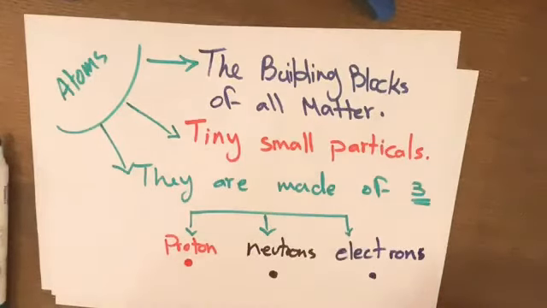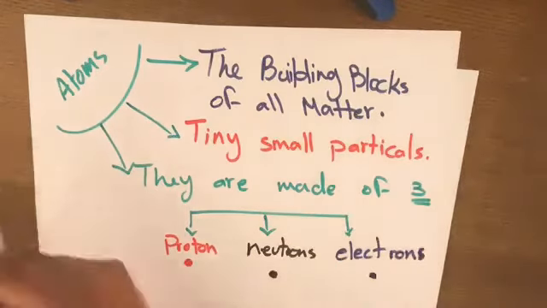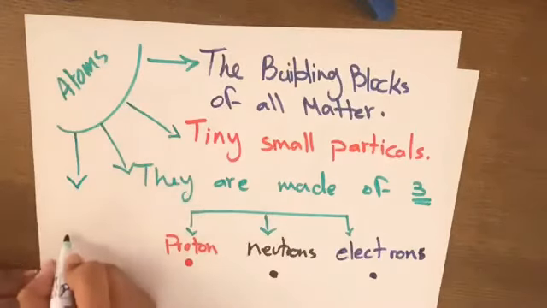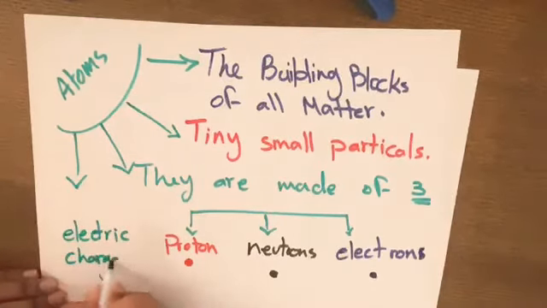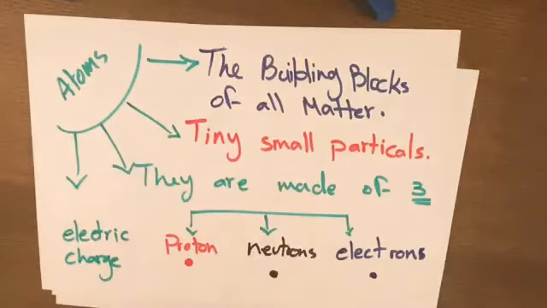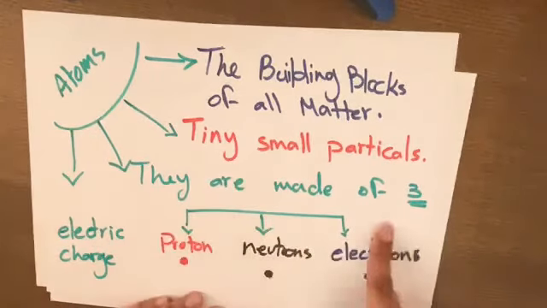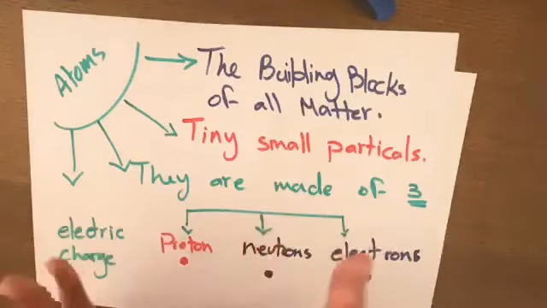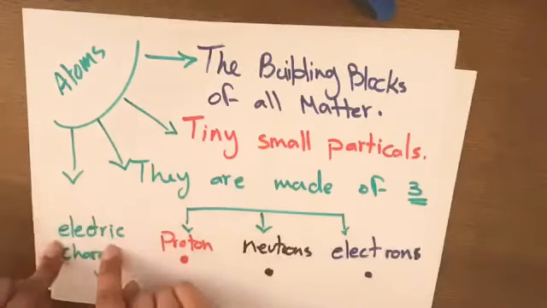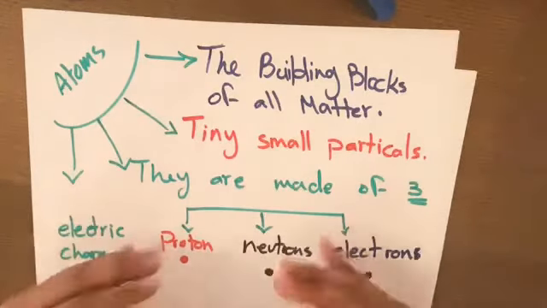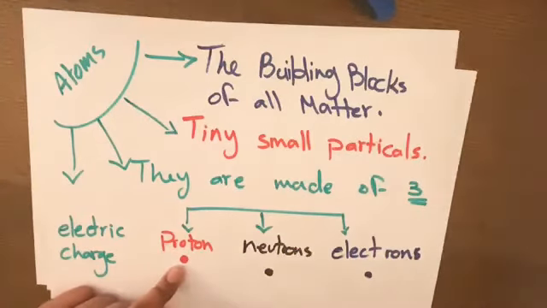Each one of these are electrically charged. What do I mean by electrically charged? Electric charge basically is a property of a particle that affects how it behaves around other particles. What I'm trying to say is each one of these three particles, proton, neutron, and electrons, together they form an atom. Each one of them has a specific electric charge. Each charge will affect how this particle behaves or acts.